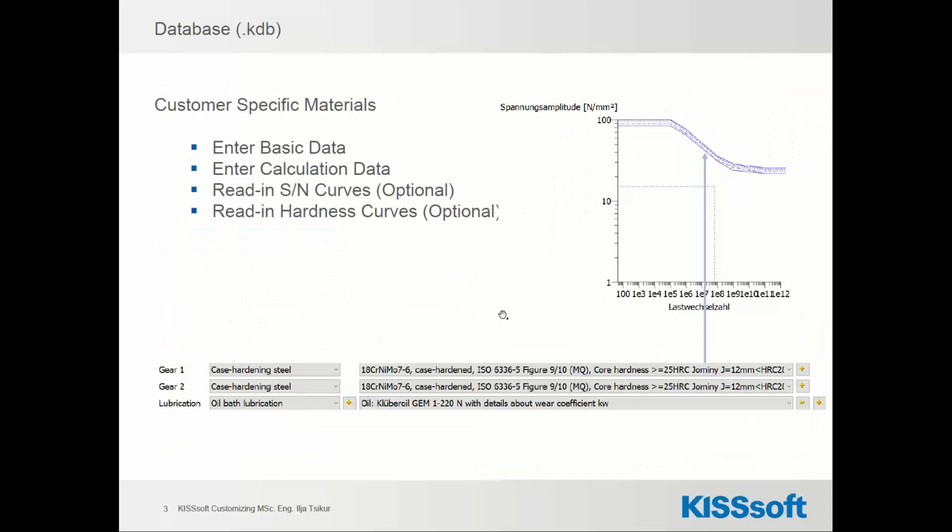And the first thing I want to start with is the database. As you can see on this slide, we have materials which we can select, which have already been predefined in the database. And obviously, you can not only change the material data, but you can add globally new materials, and if you wish, also remove some. For example, if you're not using sinter metals or plastic gears, then why even show them in the selection window, right? In addition, you have the option to read in SN curves if you're performing measurements, or hardness curves, which can all then be integrated into your calculation.